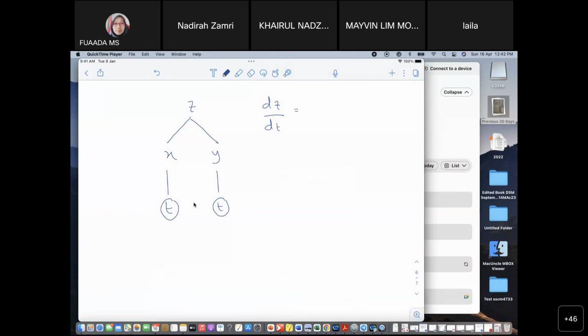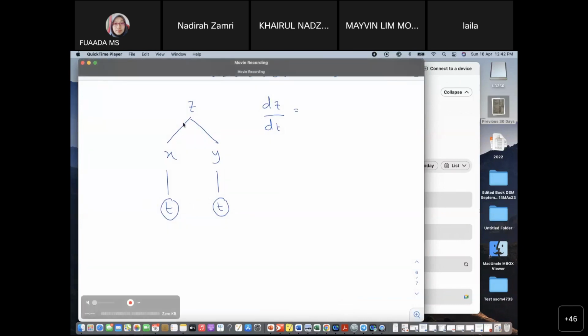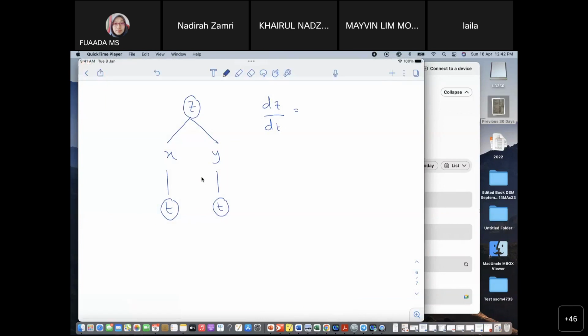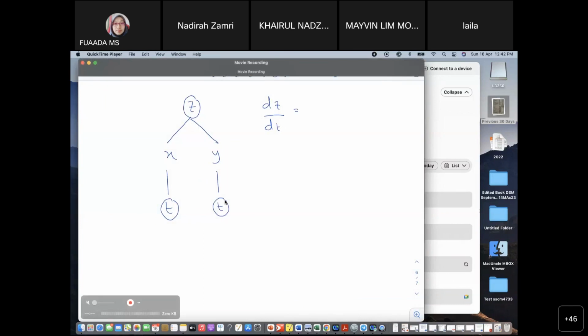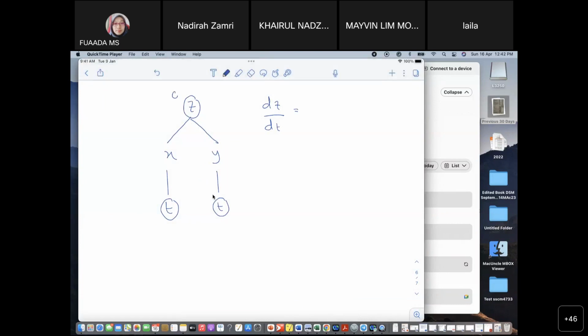Okay, how to construct the formula? Okay, now you want to go from z to t. From z to t, how many routes can you pass through? How many paths? How many ways from z to t? Ada berapa? Imagine awak ni daripada z awak nak pergi ke t, ada berapa laluan yang you boleh ikut?